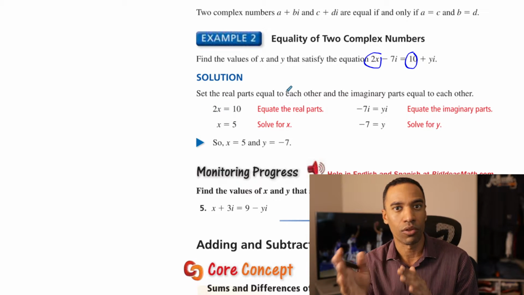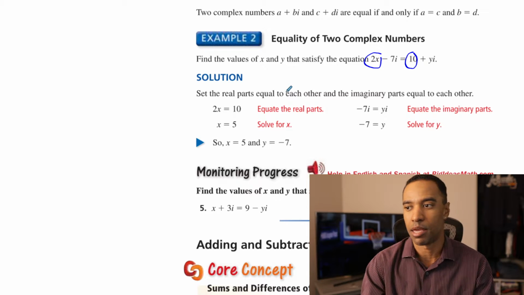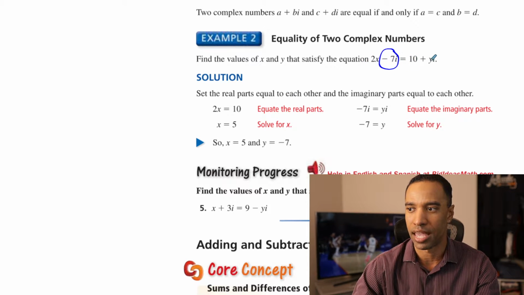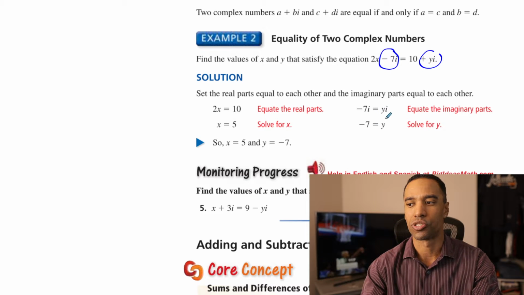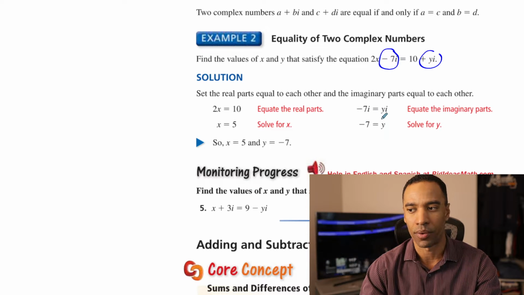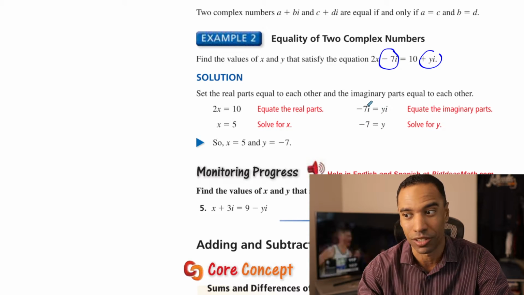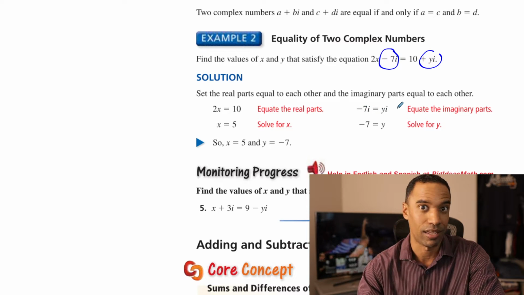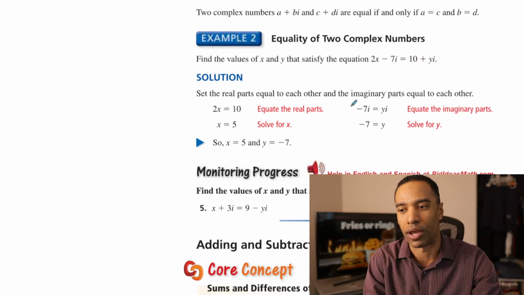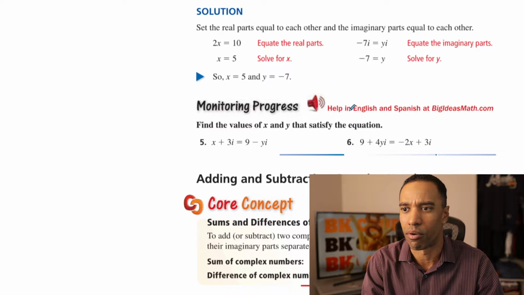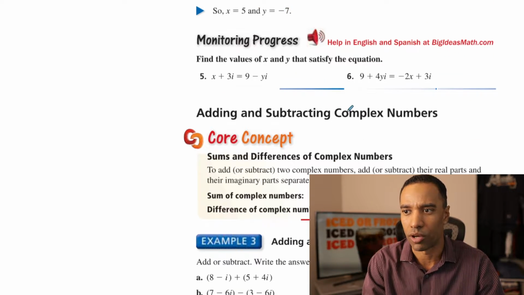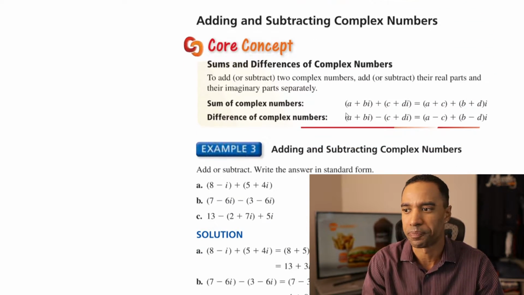You can only equate the real part to the real part, and then the imaginary part to the imaginary part. Negative 7i equals yi, and solve then for y in that scenario as well. You divide both sides by i, basically. Negative 7i equals what i? Negative 7. So great, we'll do some examples of that. It's a very straightforward process, just to make sure that you are hitting home what a complex number entails.